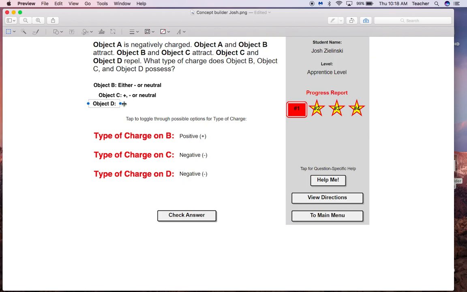So for object D then, when I look at this, it says that objects C and D repel. So that's actually very useful. If C is positive, D could be positive. If C is negative, D could be negative. That also tells me now that C can't be neutral, because objects C and D can't repel if either of them is neutral. So I'm going to get rid of that.